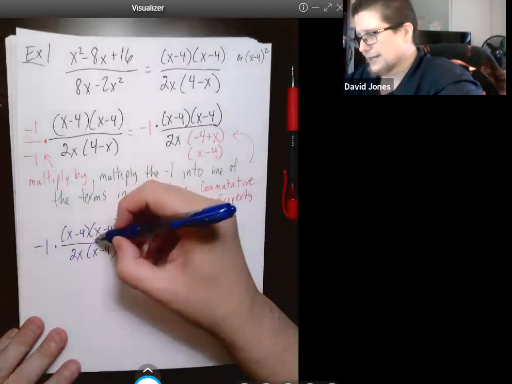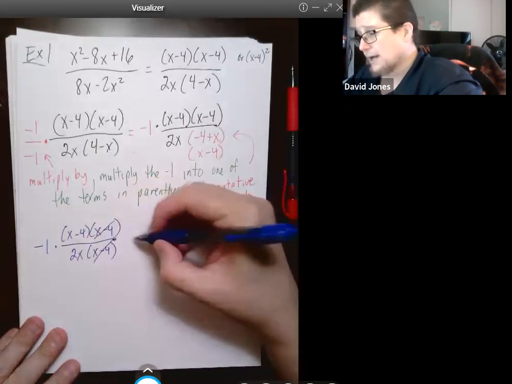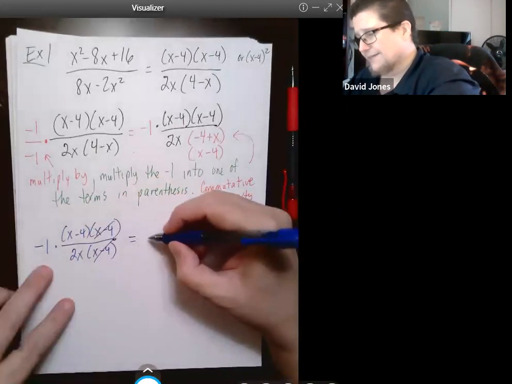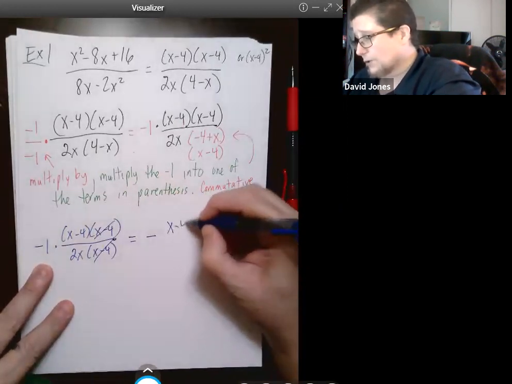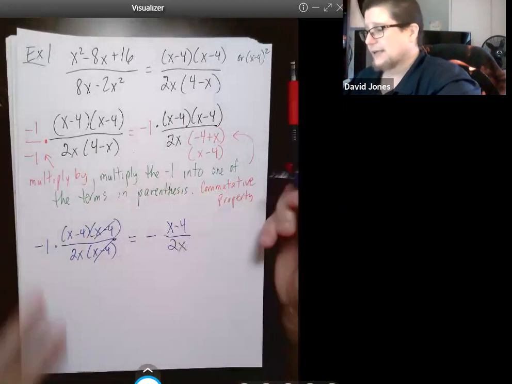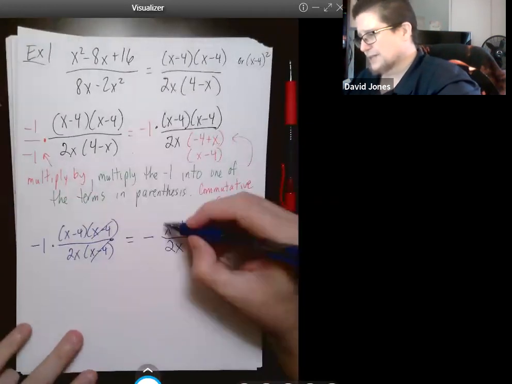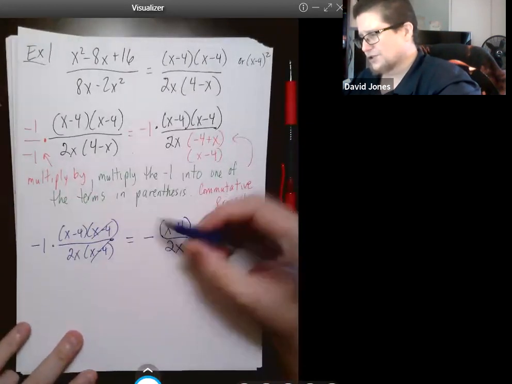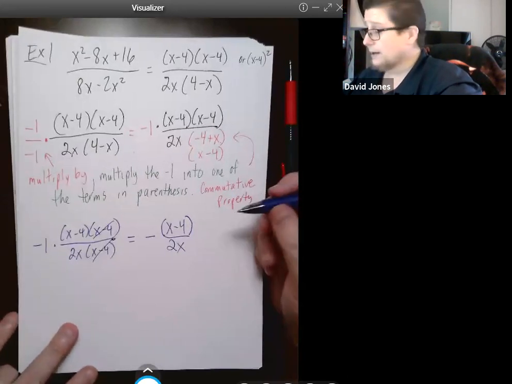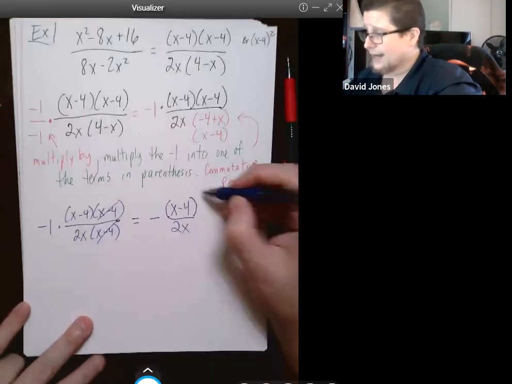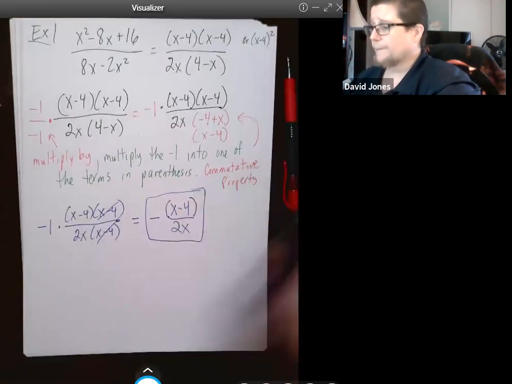Now the x minus 4s cancel. And we don't even need the 1 anymore. We can leave it as negative x minus 4 over 2x. I recommend putting the x minus 4 on top in parentheses just to make it clear that the negative applies to both if you put it up there. And that's what that simplifies to.